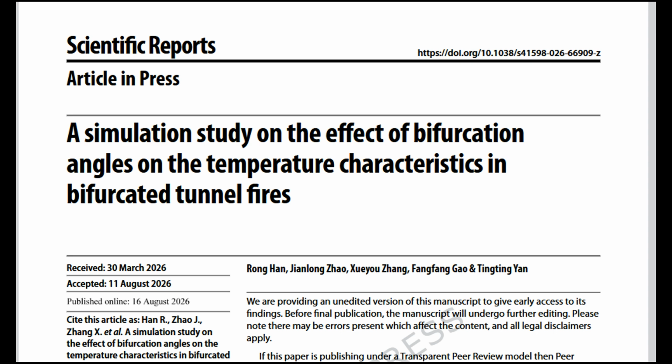They tested 4 specific splitting angles: a relatively gentle 30-degree turn, a moderate 45-degree, a steeper 60-degree, and a harsh 90-degree right-angle split. To simulate different fire intensities, they varied the heat output across 6 levels: 5, 10, 15, 20, 25, and 30 megawatts. For context, a 5 megawatt fire is roughly equivalent to a few burning cars, while 30 megawatts represents a severe heavy goods vehicle fire.